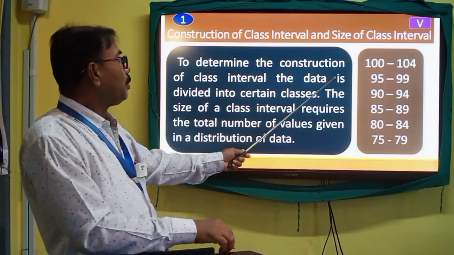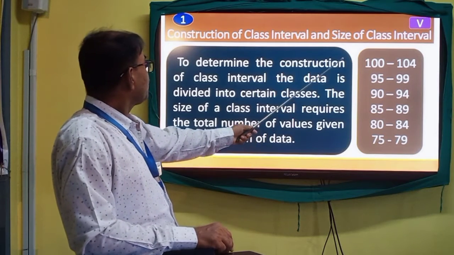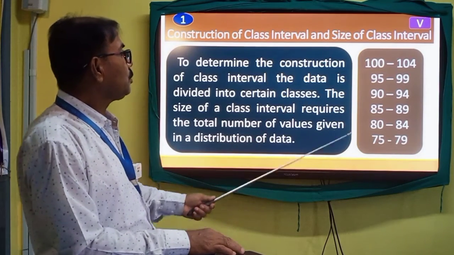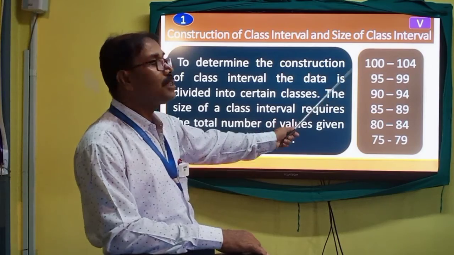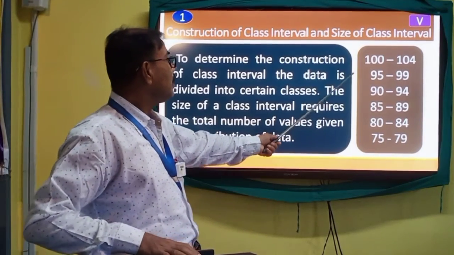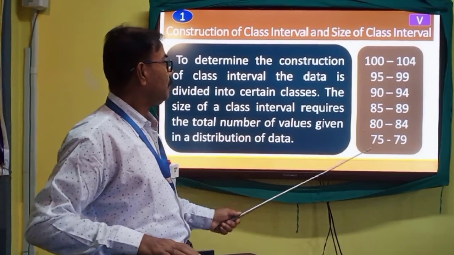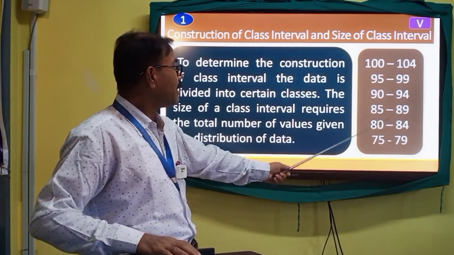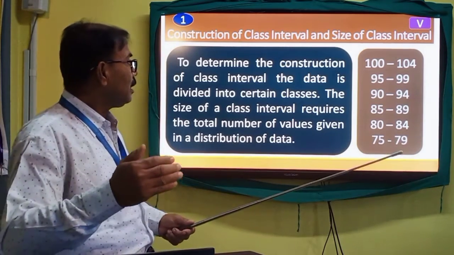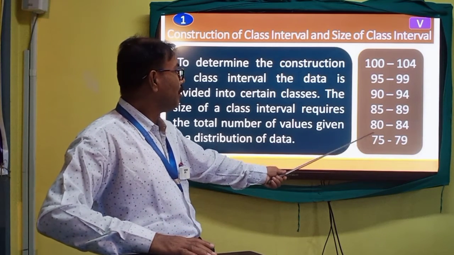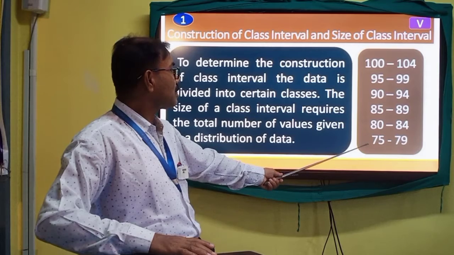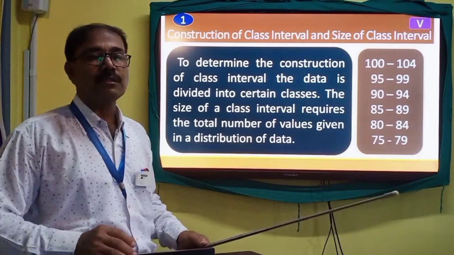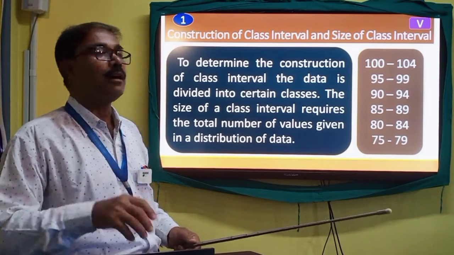You see, this is an example of how we have determined the class intervals. Here it is 100 to 104. The next one is 95 to 99, 90 to 94, 85 to 89, 80 to 84 and 75 to 79, like this. Then 70 to 74, then 65 to 69, like this. We are to determine the class interval according to the total numbers.